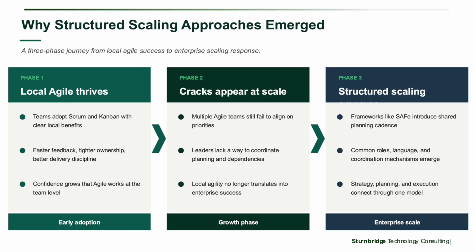Second, cracks appear at scale. Multiple Agile teams still struggle to align. Shared priorities become harder to maintain. Dependencies create delays. Leadership lacks a common mechanism for cross-team planning. Local agility no longer translates into enterprise success. Third, structured scaling emerges as a response. The organization begins looking for common planning cadences, shared roles, common language, dependency visibility, and stronger linkage between strategy and execution. That is where frameworks like SAFe enter the picture.